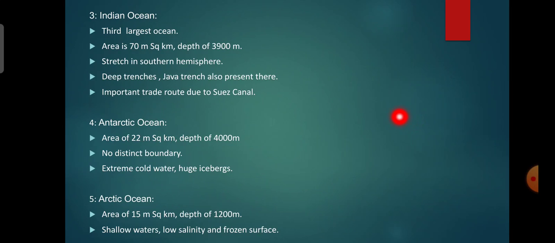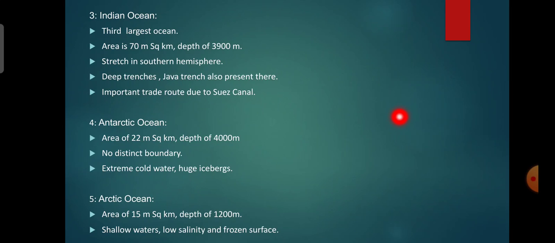That's why its area is 22 million square kilometers, and depth is 4000 meters, but it has no specific boundary with the Pacific, Atlantic and Indian Ocean. And if we talk about the characteristics or features of this ocean, we can say extreme cold weather, water and huge icebergs are the main characteristics of this ocean, because it is near to the South Pole and Antarctica.